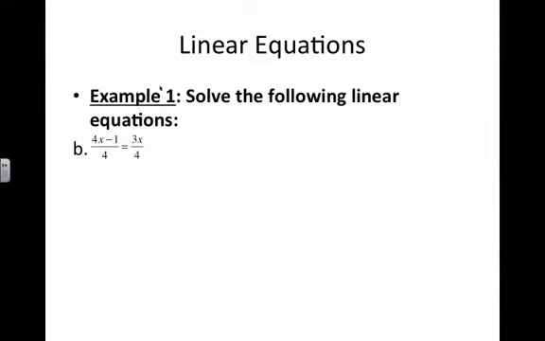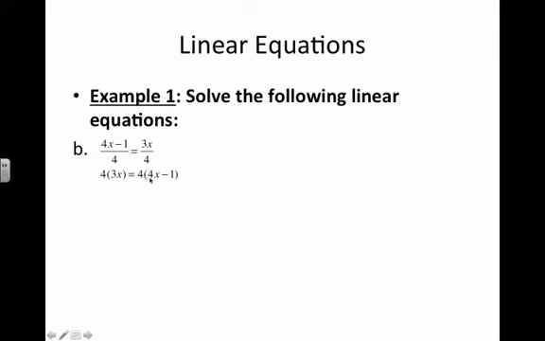All right. We've got 4x minus 1 over 4 equals 3x over 4. Since both our x's are on top, that does mean we have a linear equation. You've got one fraction equaling another fraction, so we can cross multiply. So that's what we're going to do. So we're going to do 4 times 3x equals 4 times 4x minus 1.